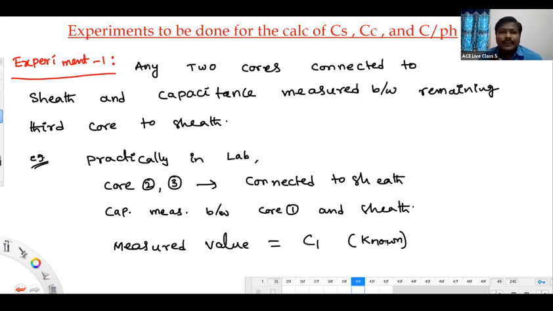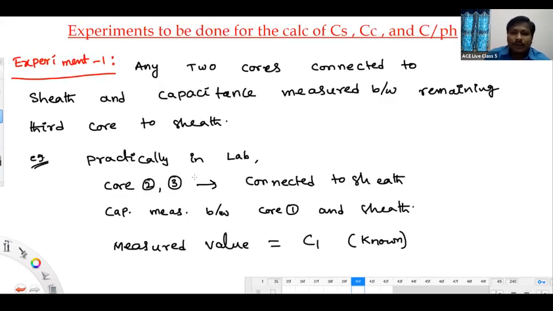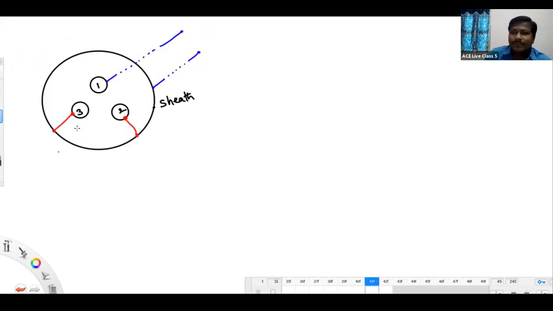All of you understood till this point? Yes, good. So this is a practical experiment setup. Second step, the cable diagram we have drawn on paper. Practically, core number 2 and 3 are connected to the sheath, and we have to measure the capacitance between core number 1 and sheath. Now keep the CS and CC, the available capacitances, in this model.